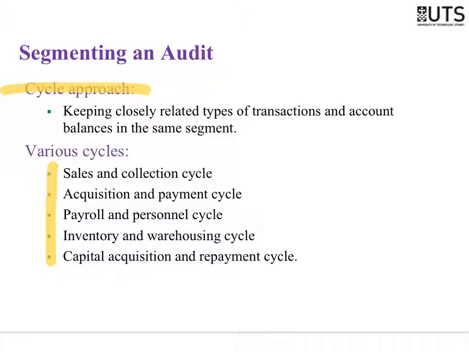Inventory and warehousing, all the different types of inventory. We've got raw material, we've got work in progress, we've got finished goods, or it's just inventory. COGS is related to that as well.